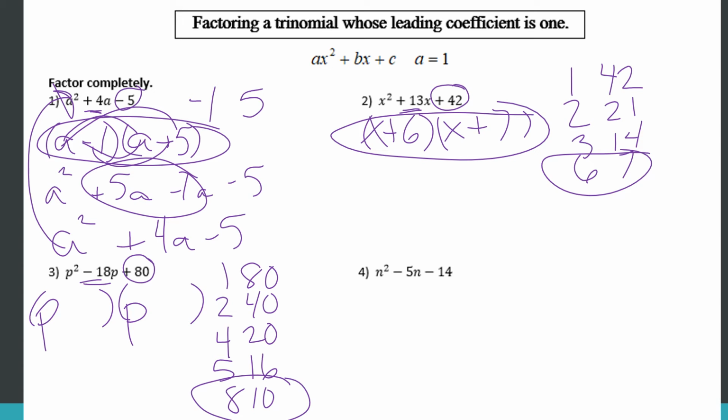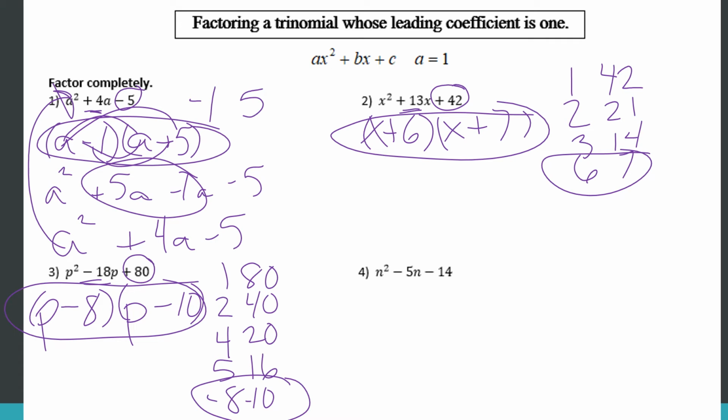Okay, because yeah, 8 plus 10 is 18. The problem is I notice I need a negative 18, and I have a positive 80. So 8 times 10 is 80, but 8 plus 10 doesn't give me negative 18. So they must both be negative then, because negative 8 times negative 10 is positive 80 still, and negative 8 plus negative 10 is negative 18. So I need to go over here and write minus 8 and minus 10. They are both negative, and that is the final answer.